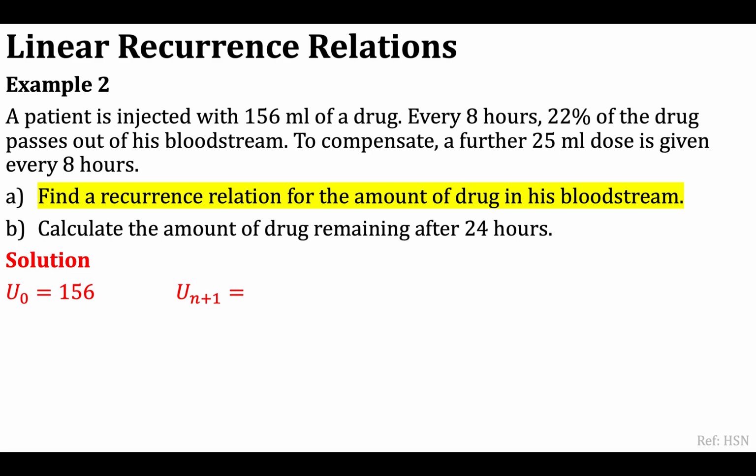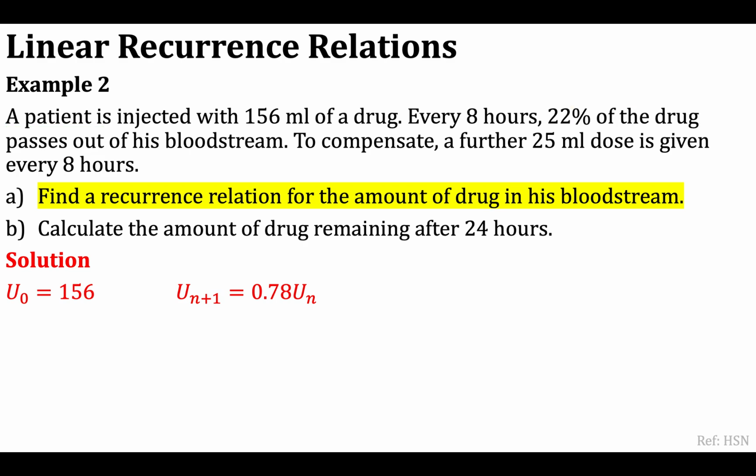I know that my recurrence relation is going to be of the form U(n+1) equals A times U(n) plus B. So U(n+1) here is going to be equal to, now if I look at the question, it says 22% of the drug passes out of his bloodstream. So that means if 22% is passing out of his bloodstream, then there's 78% left. So 78% as a decimal is 0.78, and we're multiplying that by U(n).